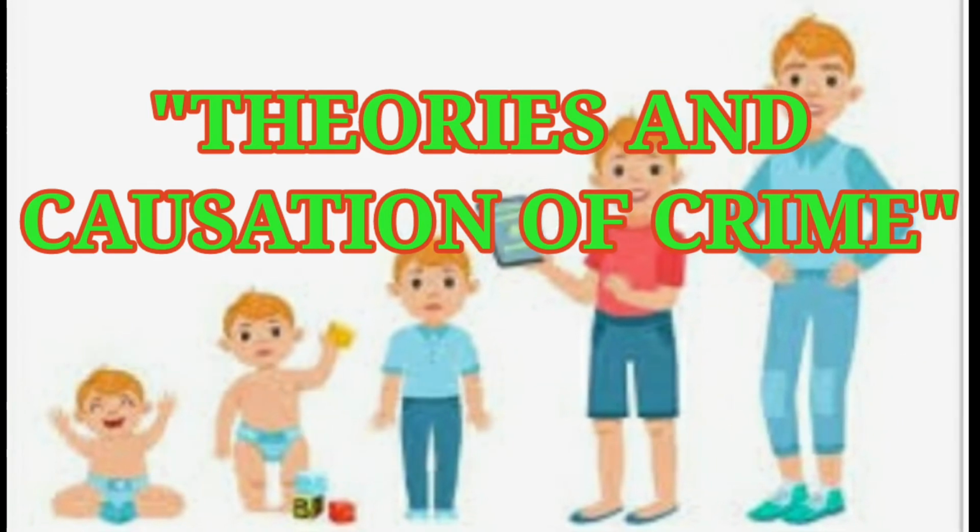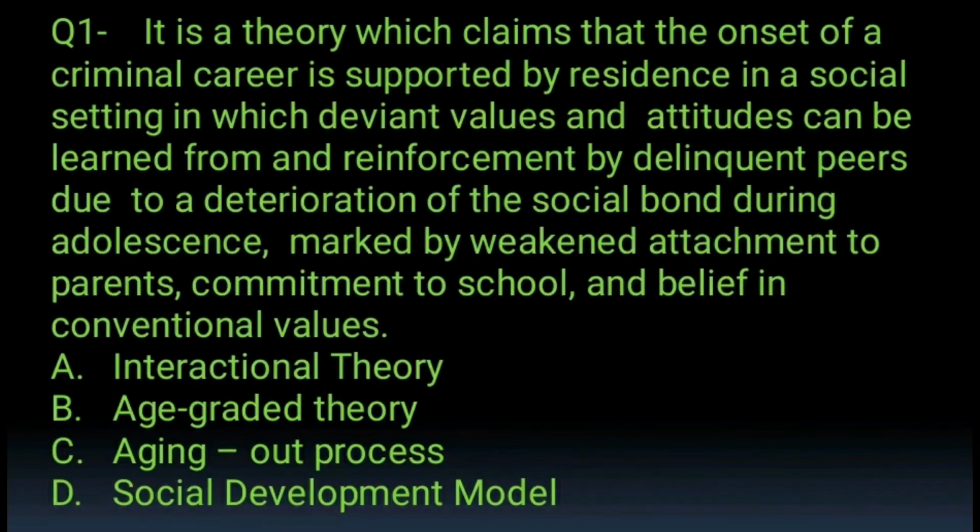So let us proceed to question number 1. It is a theory which claims that the onset of a criminal career is supported by residence in a social setting in which deviant values and attitudes can be learned from and reinforced by delinquent peers due to deterioration of social bond during adolescence, marked by weakened attachment to parents, commitment to school, and belief in conventional values.